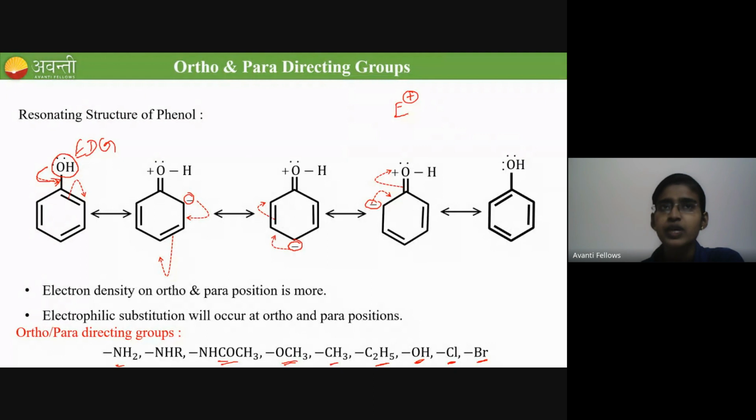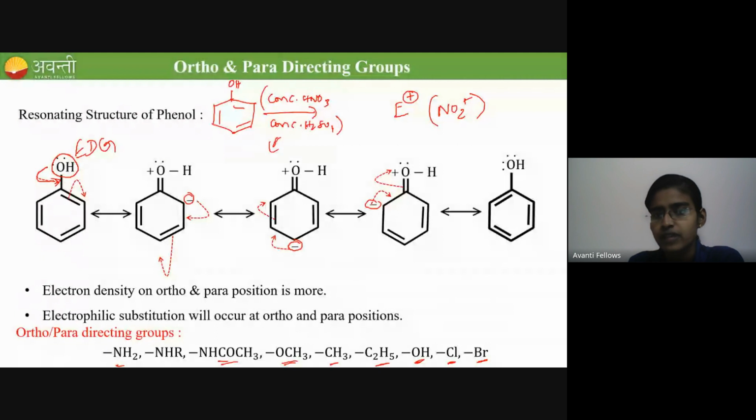So if I am doing, for example, nitration. Now in nitration, NO2 plus is the electrophile, right? So this is the electrophile in nitration. Now if I have phenol and I want to do the nitration, in phenol, if I put concentrated HNO3 and concentrated H2SO4, I will get this NO2 plus electrophile from this reaction, right? So that will go and substitute the ortho and para site of it.